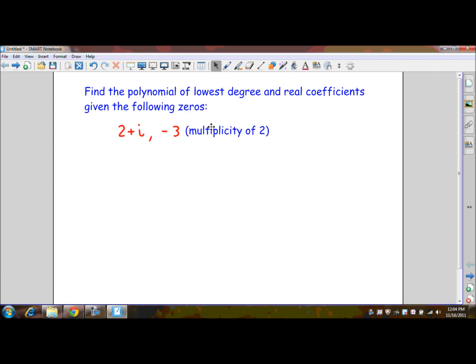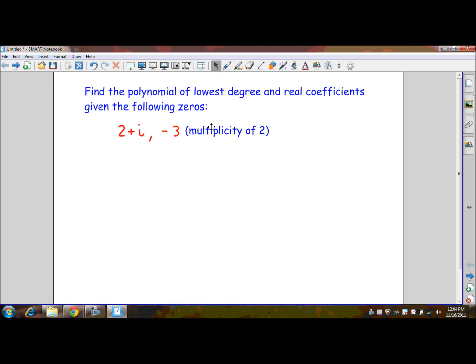Now, a quick review of multiplicity. Multiplicity really references graphically how the graph will act at that zero. So, for example, in this case, at the zero of -3, the graph is only going to touch the x-axis at that point. It's not going to cross. It's going to essentially bounce off the x-axis at -3. So you might have heard of it as a double root. That's another way that some teachers explain it. It's a double root at -3.